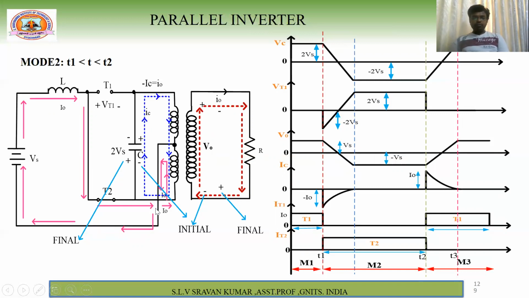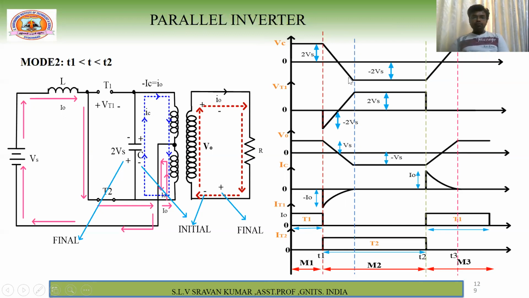So now if you observe IT1 from T1 to T2, T1 is in the off state. Therefore, the current flowing through it is 0. T2 is in conduction, so a constant current will be flowing. This capital I naught is a constant current because of the pure inductor. Now, carefully understand the capacitor voltage: the initial polarity is plus 2 Vs. Because the current flows in this direction, it will charge to a voltage of minus 2 Vs. So VC is charged from plus Vs to minus Vs.